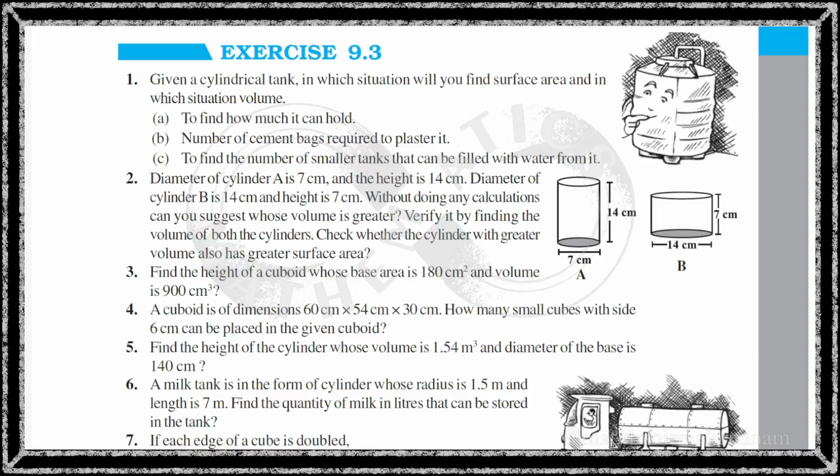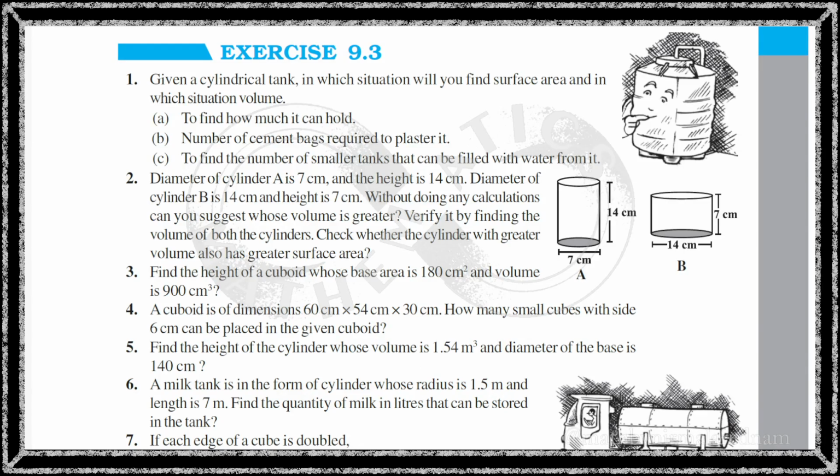First question, given a cylindrical tank, in which situation will you find surface area and in which situation will you find volume? Now here, to find how much it can hold, that is the very definition of capacity, which is the volume. So for the first question, you're going to say volume. Number of cement bags required to plaster it. Now when you're doing plastering for a tank, you are going to plaster the surface. So here it's going to be the surface area. To find the number of smaller tanks that can be filled. Now again, this is regarding capacity, how many tanks you can fill from the given larger tank. So this is going to be volume.